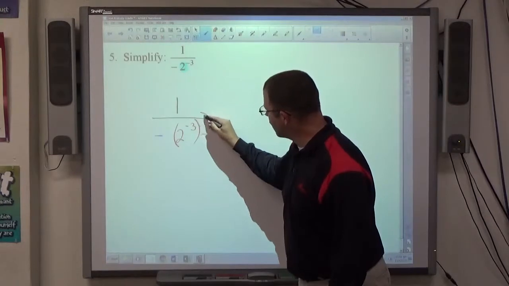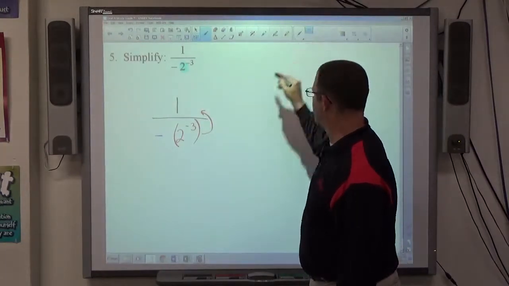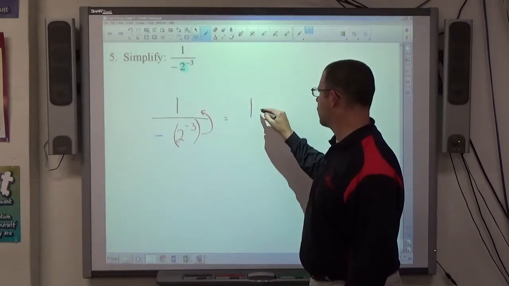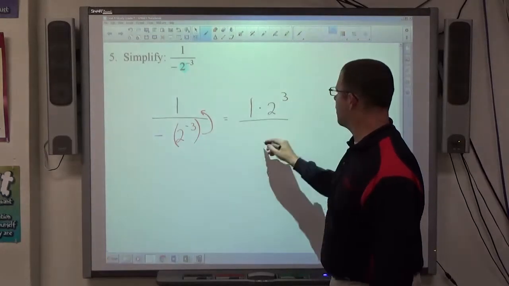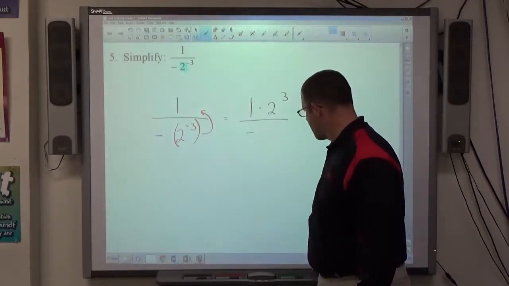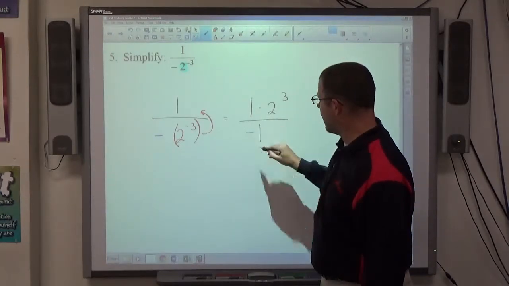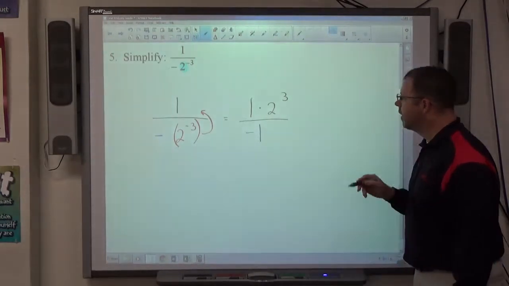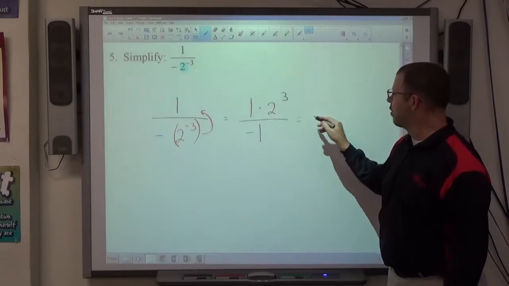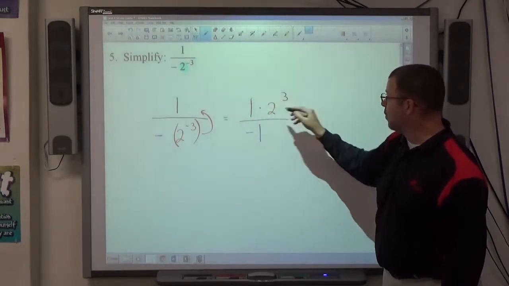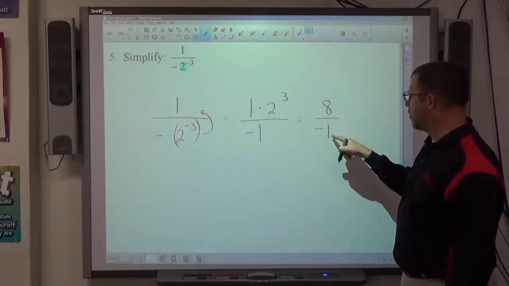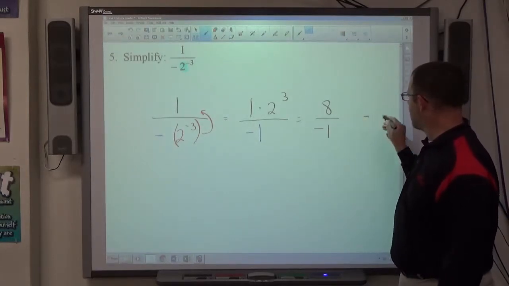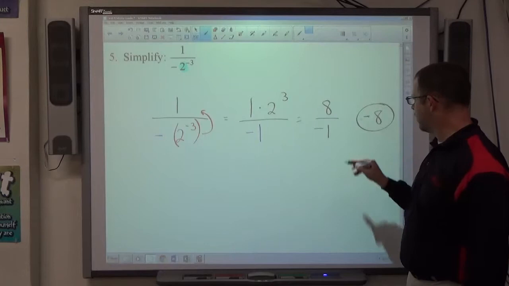So this belongs in the numerator with the 1. So 1 is still there. We're multiplying it times 2 to the third power. There's still a negative on the bottom. And that negative officially has a 1 attached to it. All right? At this point, 2 to the third power is equal to 8. 8 times 1 is equal to 8. And positive over negative makes a negative. 8 divided by 1 is 8. So negative 8 would be the best answer for that problem.